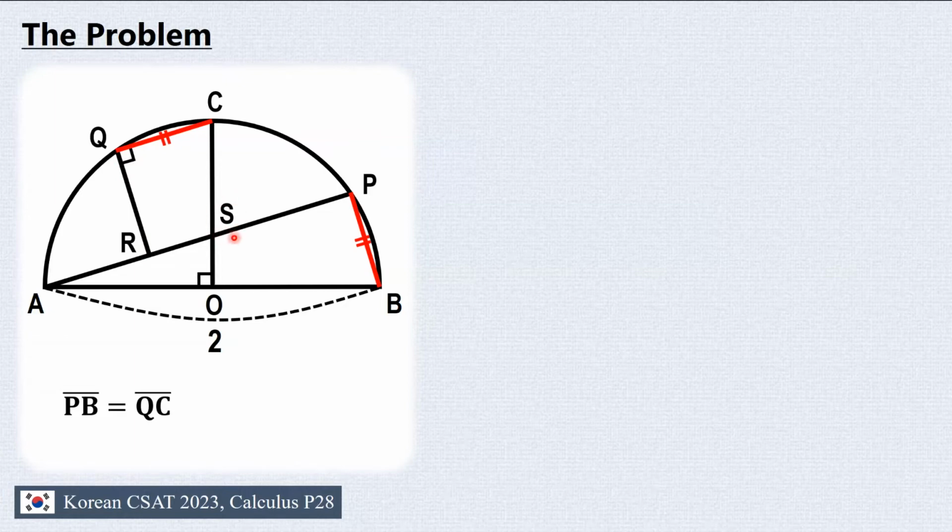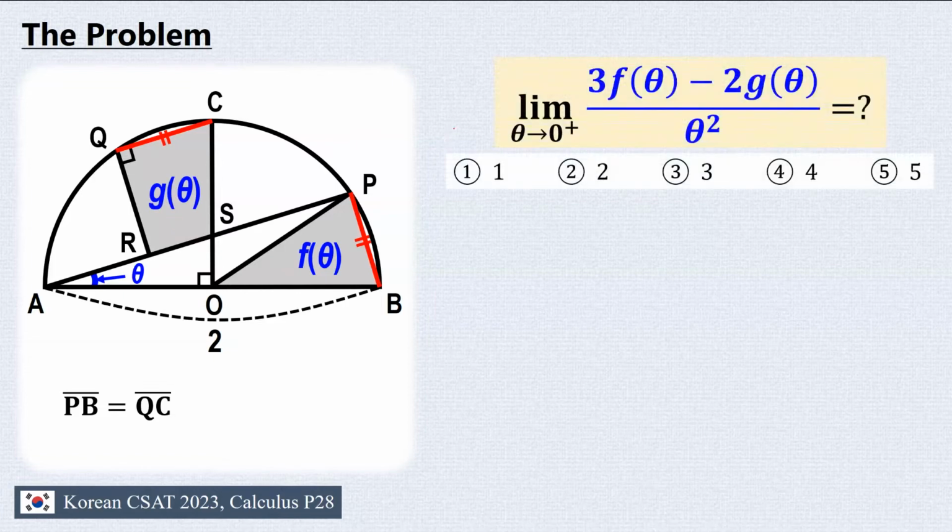Let S be the intersection point between line segments AB and CO. When angle PAB equals theta, let F theta be the area of the triangle POB, and let G theta be the area of quadrilateral CQRS. What is the value of the limit of 3F theta minus 2G theta over theta squared as theta approaches 0 from the right? And this is actually a multiple choice question. And here, theta is between 0 and pi over 4, because this figure has to make sense.